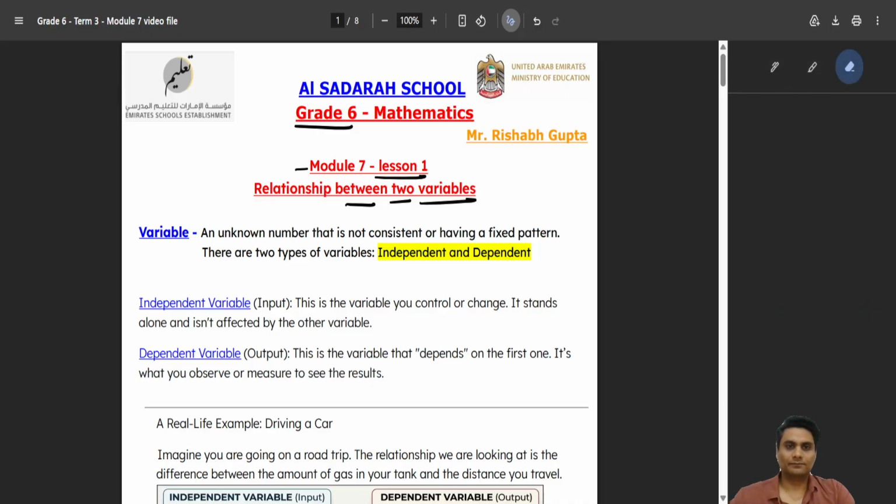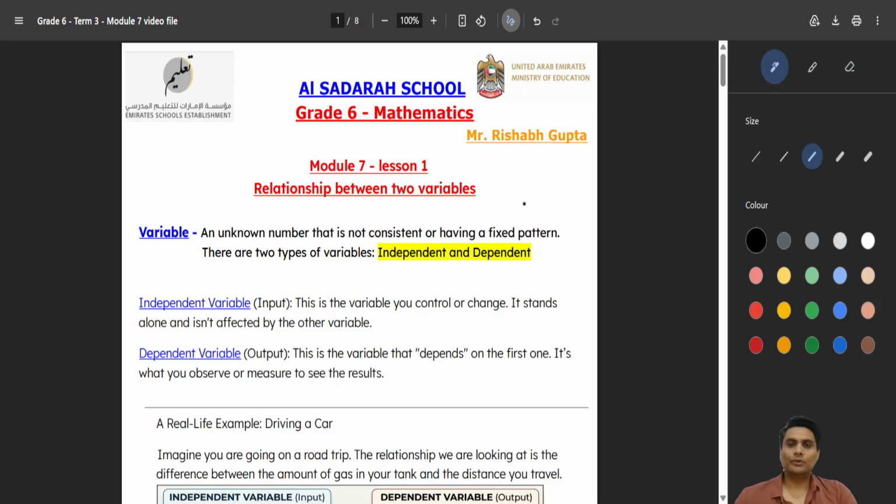What is a variable? A variable is something that we don't know, whose value can change. So a variable is something unknown to us, an unknown value, and its value can change or differ. So, an unknown number that is not consistent, it can change. There are two types of variable, independent and dependent.